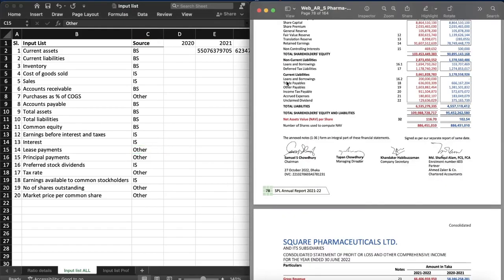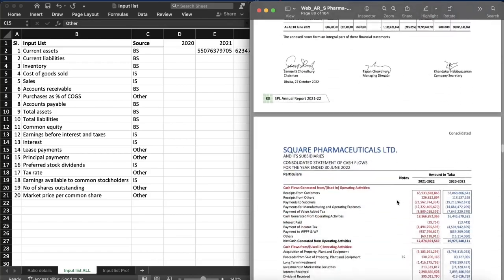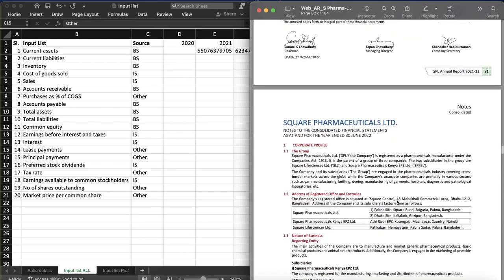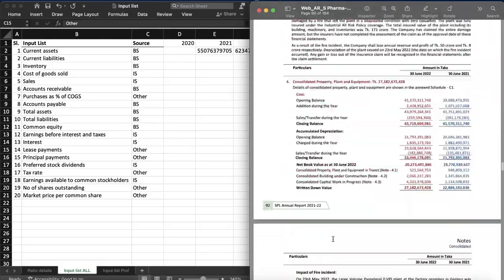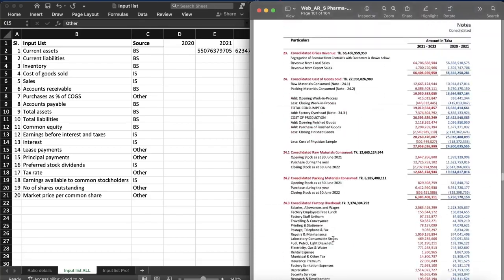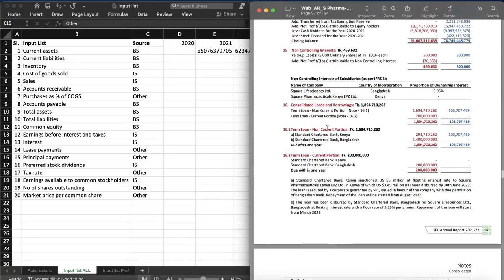For example, if we look at the non-current liabilities, loans and borrowings, this is in note 16.1. So if you go further down, you will find that the notes start here. We are going to see 16.1. Okay, here we have got note number 16.1. So here you can see they have the term loan or non-current position, which is this amount, and this amount can be broken down here.